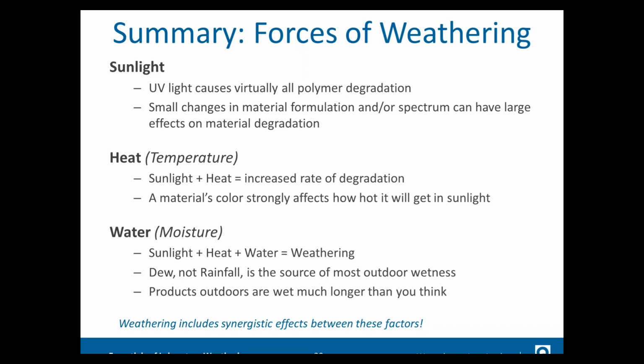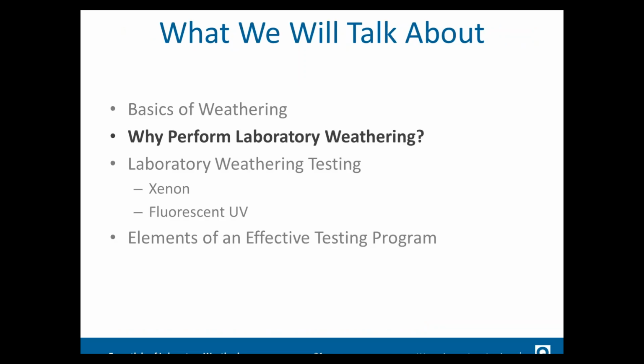And also, it's important to know the actual end-use environment because the material's color and mounting can have a strong effect on how hot it gets in an end-use environment. And then finally, moisture should not be underestimated. Adding that together with sunlight and heat is what we call weathering. Dew, as opposed to rainfall, is the source of most outdoor wetness, and products that are outdoors are wet a lot longer than we used to think. So with that information in mind, let's go ahead and start talking about why we actually perform laboratory weathering.